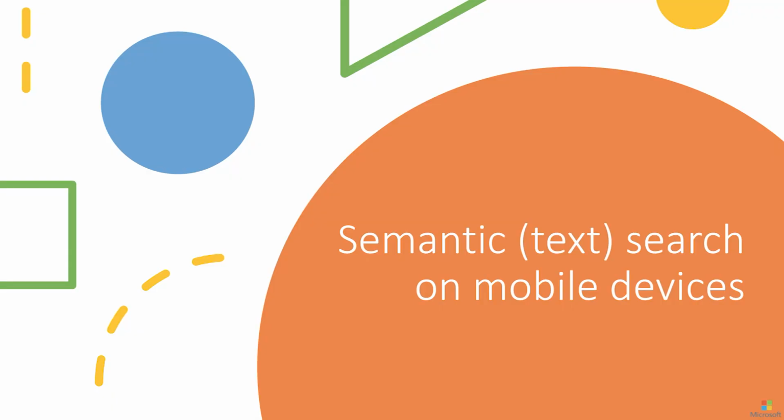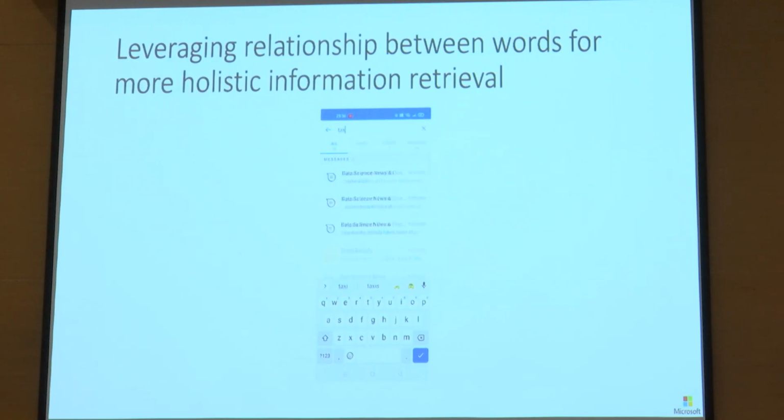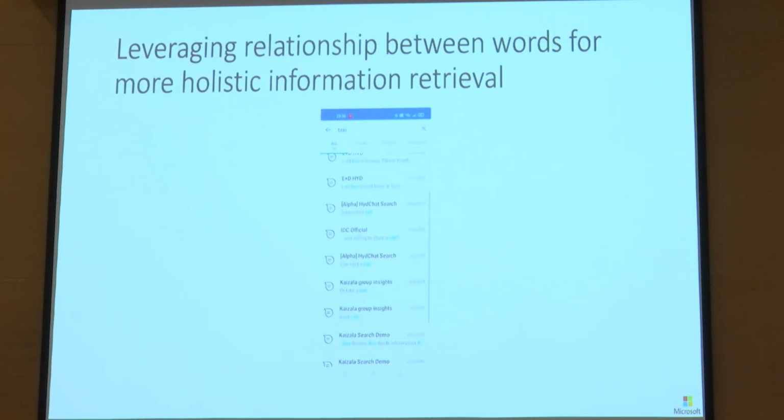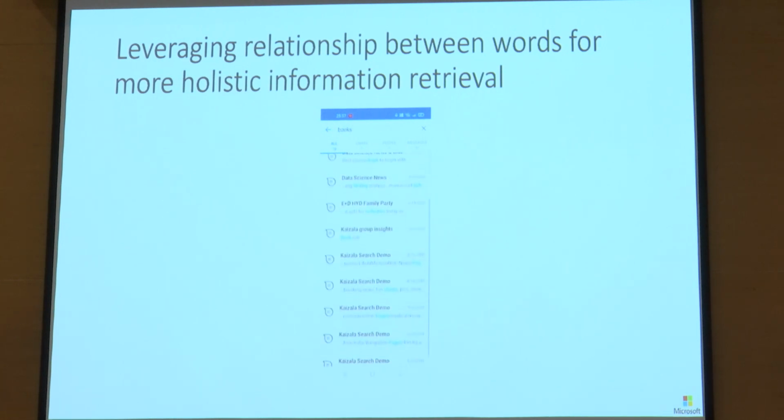So now coming to a small problem, but an important problem, on semantic search. What do we mean by semantic search? Given a text, we don't want to just find that text, but also its related words. So for instance, if I search for taxi, then things like cab, bus should also be searched on device. Or if I search for books, then writing, collections should be searched, right?